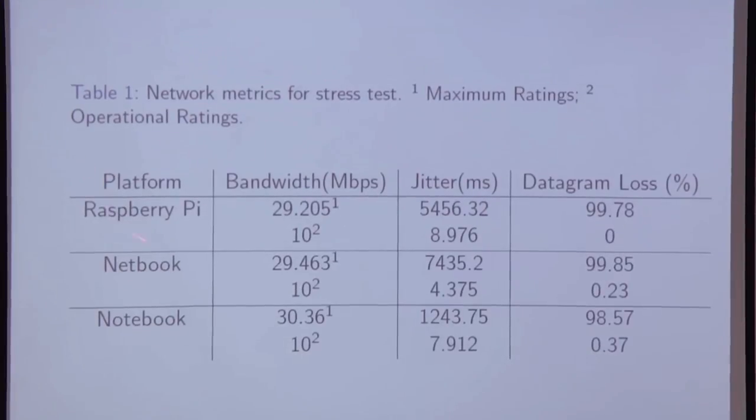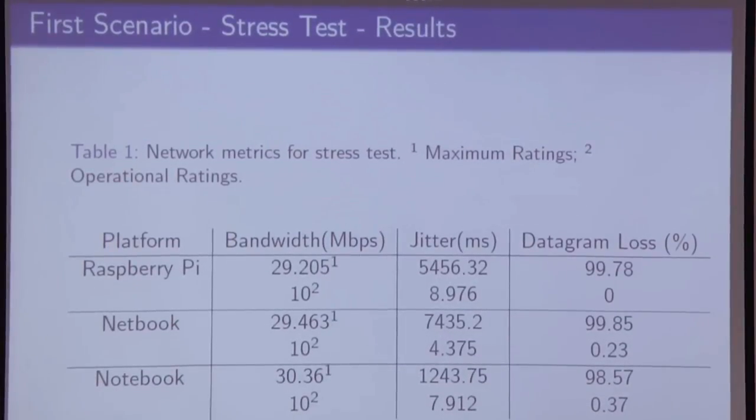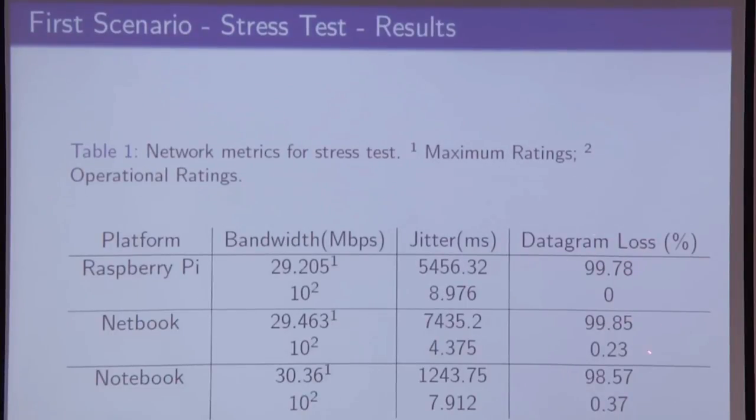The results that we got is that at maximum ratings, our device is capable of delivering a bandwidth of 30 megabits per second, but it delivers a packet loss of almost 100%. So that is not the operational rating that we want. So what we did was decrease and control the bandwidth that our device could achieve, until we got a packet loss rate that was satisfactory for us.